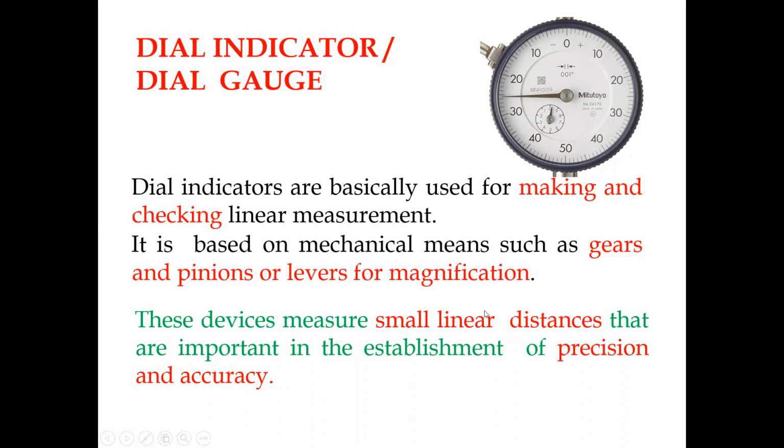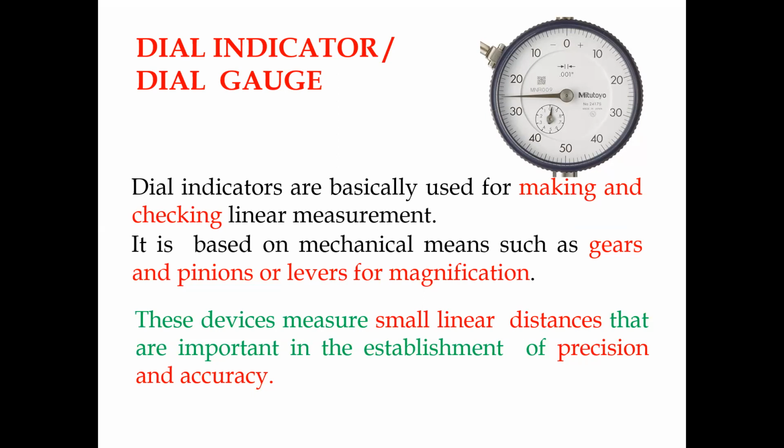It is based on mechanical means such as gears and pinions or levers for magnification. These mechanical means are used in order to amplify the reading, to amplify the change. This device measures small linear distances that are important in the establishment of precision and accuracy. So it is used for measuring small linear distances, which is the basis for precision and accuracy. These are very precise and accurate instruments.